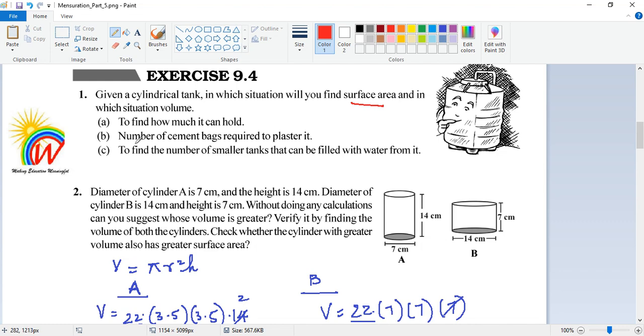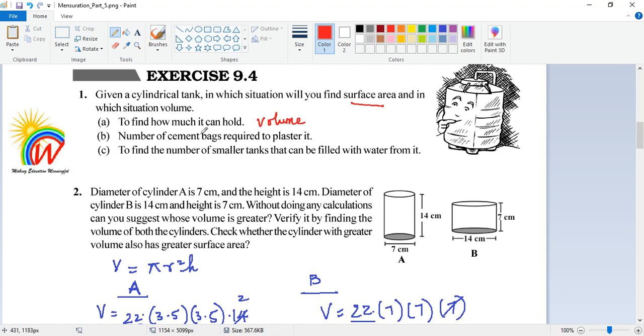So now we are asked to find how much it can hold. If any object, how much it can hold. If I ask you, that means it talks about the volume, right? Whatever is the space inside that particular object is how much it can hold. So that is nothing but volume. So here we use volume.